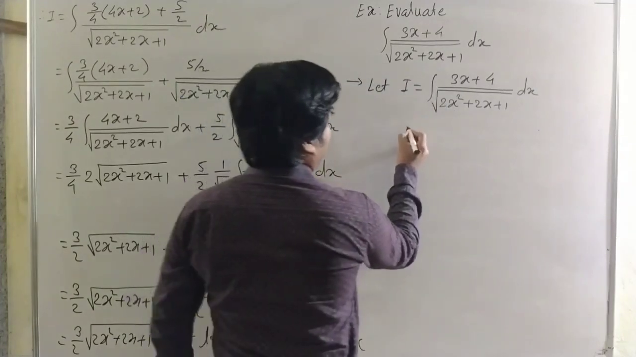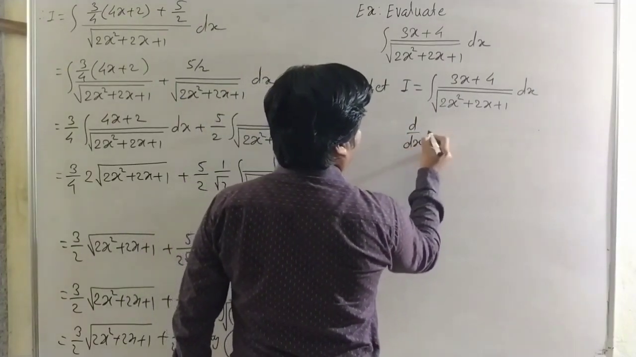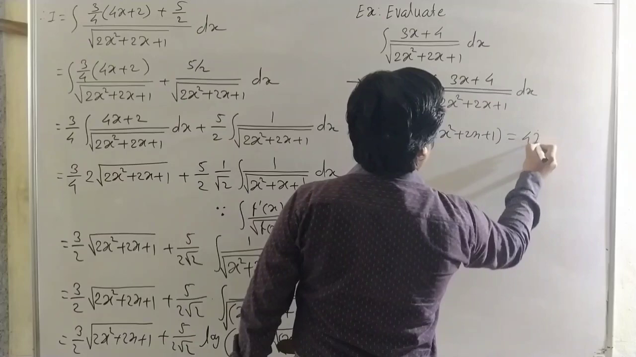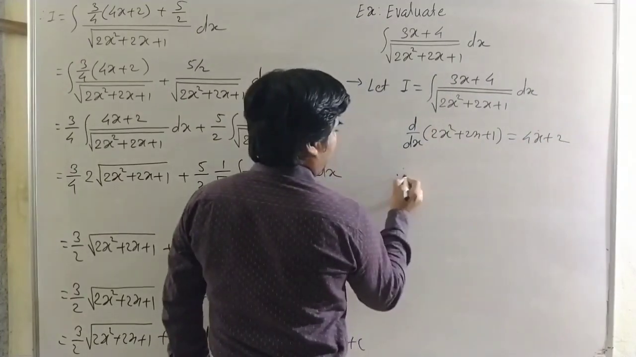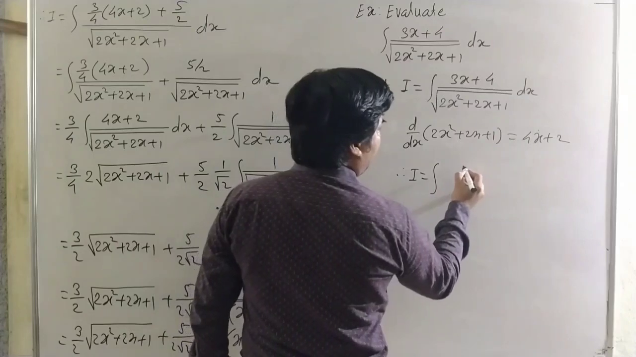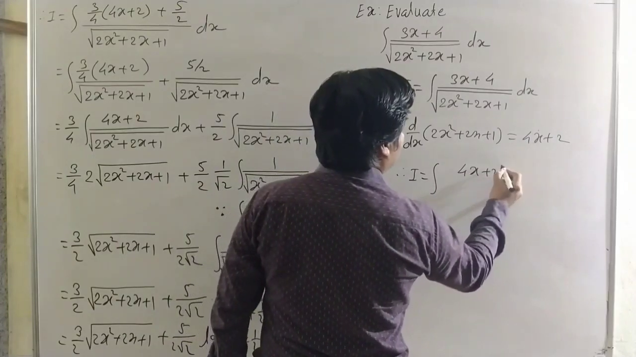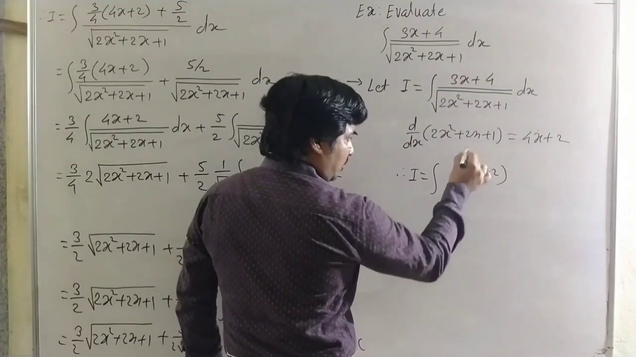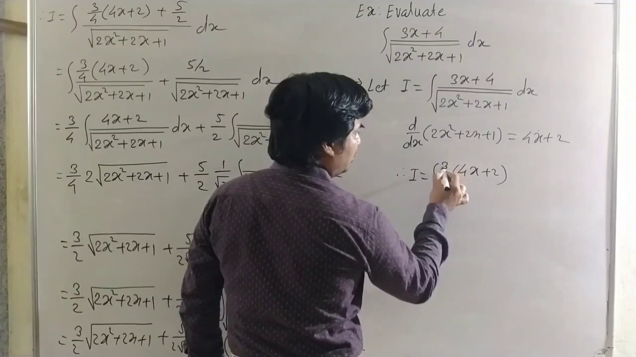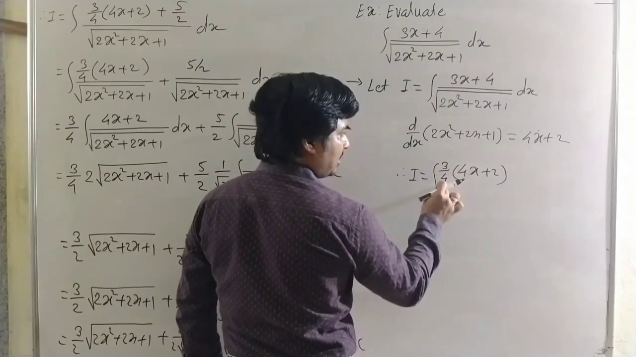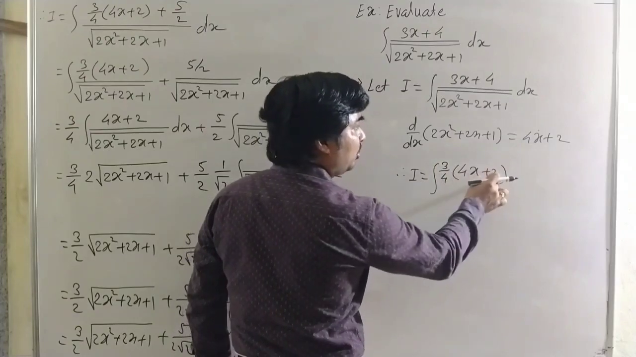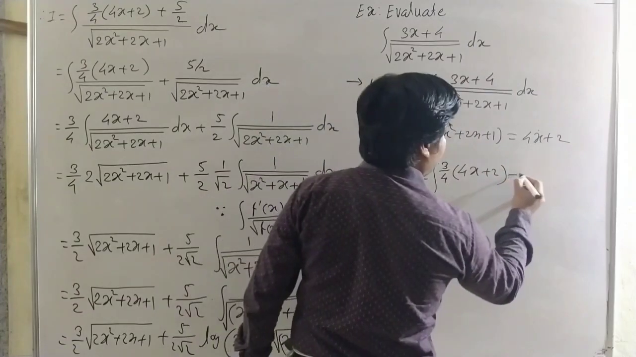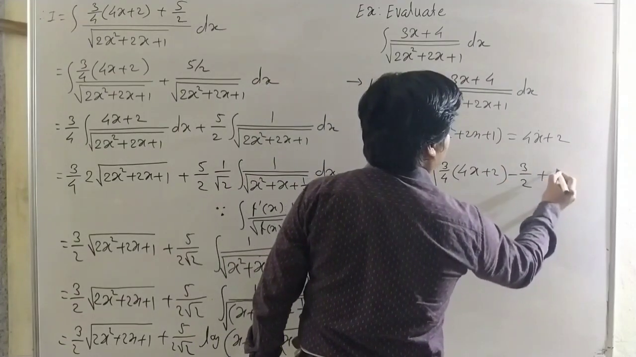Here the derivative of 2x square plus 4x plus 1 is equal to 4x plus 2. Therefore our integral, we can adjust the derivative in the numerator, that is 4x plus 2. It is 4x plus 2, but in the numerator there is a 3x. So 4 gets cancelled and 3 remains, therefore multiply by 3 by 4. 4 cancels and we get 3. Now 3 by 4 into 2, we get 3 by 2. So we can write here minus 3 by 2, and it is plus 4.